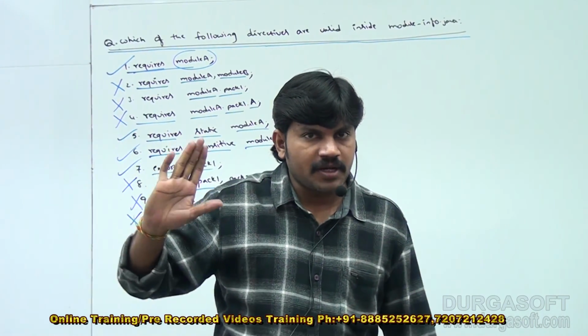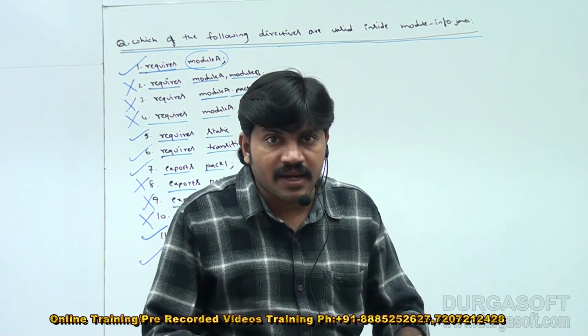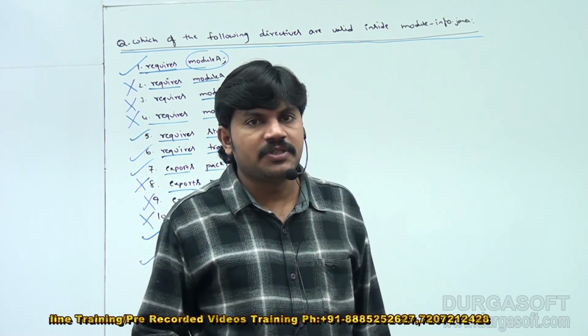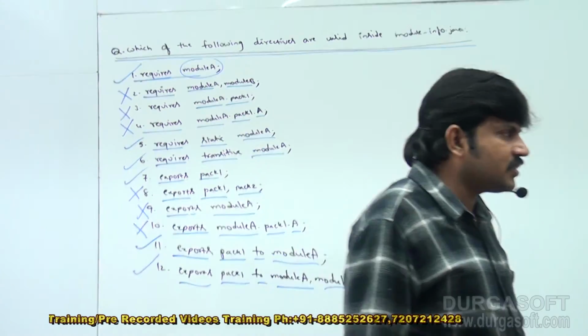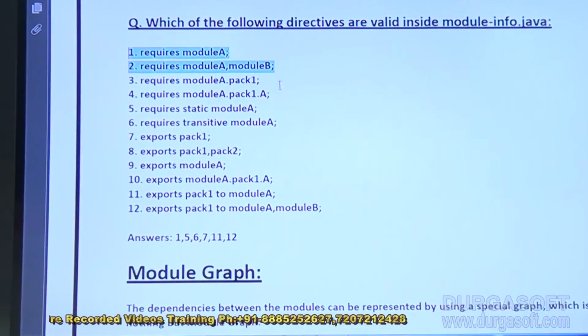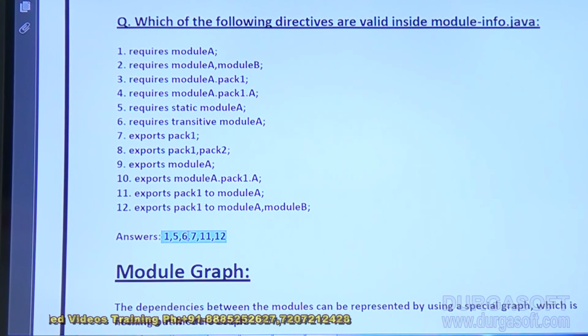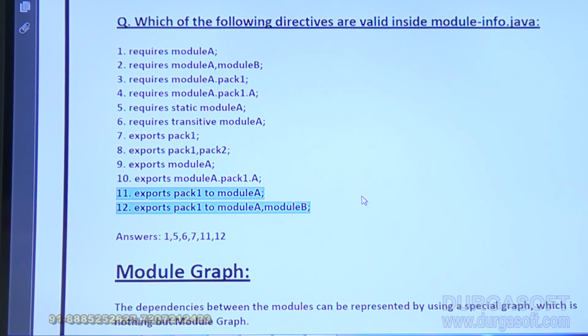I hope you are in a position to understand where we can use exports and how you can use requires. There may be a chance of asking this type of question. In our material I included it already; have a look once. These are the same 12 options I covered on the board. Options 1, 5, 6, 7, 11, 12 are valid. First valid, fifth valid, sixth valid, seventh valid, and the 11th and 12th are valid. Make sure these are the only valid cases.